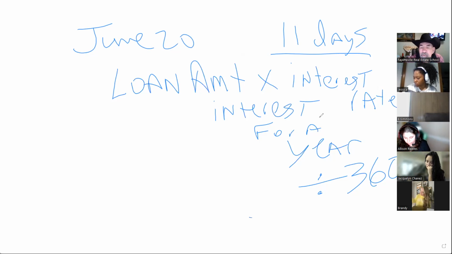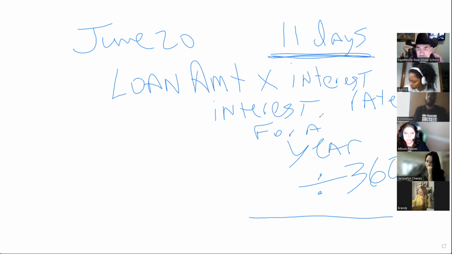We're going to leave all those decimal places in our calculator, and we're going to multiply that by 11 days. So do not round up. If you want your answer to come out exactly as it is on the test, then do not round up yet. That's why we count the days first. Then we take loan amount times the interest rate, which gives us interest for a year. We divide that by 360 and leave all those decimal places in there.